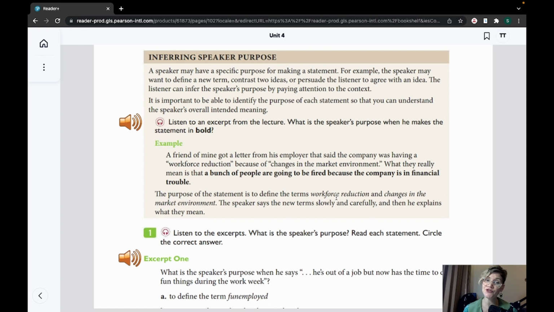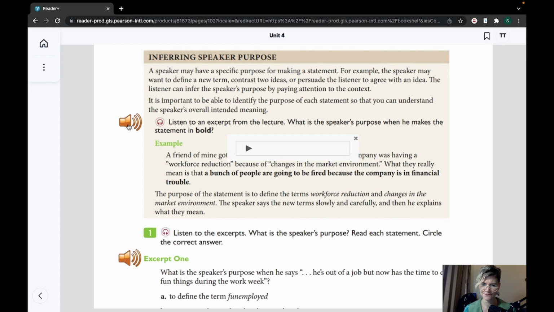It is important to be able to identify the purpose of each statement so that you can understand the speaker's overall intended meaning. You need to know the general meaning. Okay, so what is the speaker's purpose when he makes the statement in bold?